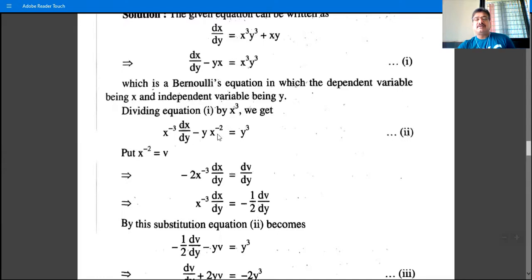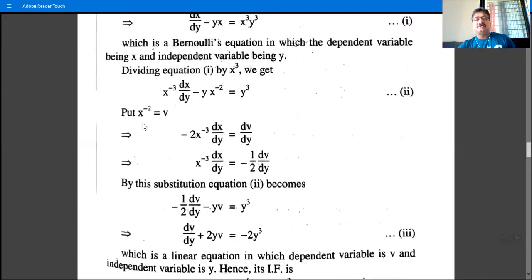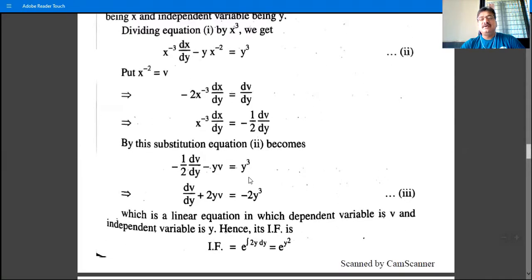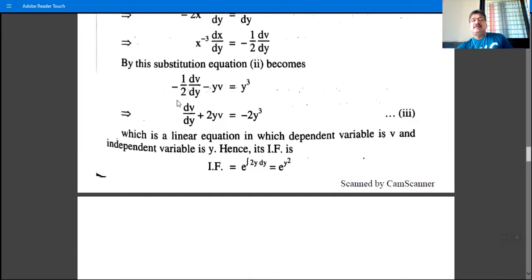Then substitute x raised to minus 2 as v. So then we differentiate with respect to y on both sides. x raised to minus 2, the derivative is minus 2 x raised to minus 2 minus 1, into dx by dy, because the derivative is with respect to y, is equal to dv by dy. And then shift this minus 2, we have this. The value of this quantity is minus 1/2 dv by dy. So substitute that value: minus y v, x raised to minus 2 is v, is equal to y cube, and dividing throughout by minus 2, we have this.